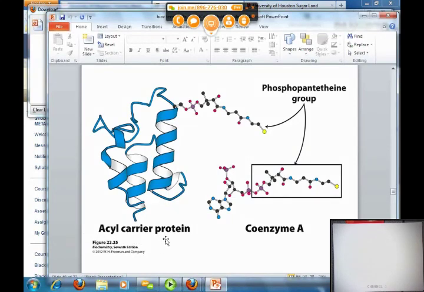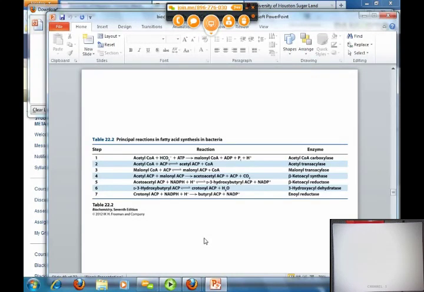Acyl carrier protein, ACP, is the first step in the synthesis process. It is combined with coenzyme A through a phosphopantetheine group. So now you get the principal reactions of fatty acid synthesis in bacteria, Table 22.2.